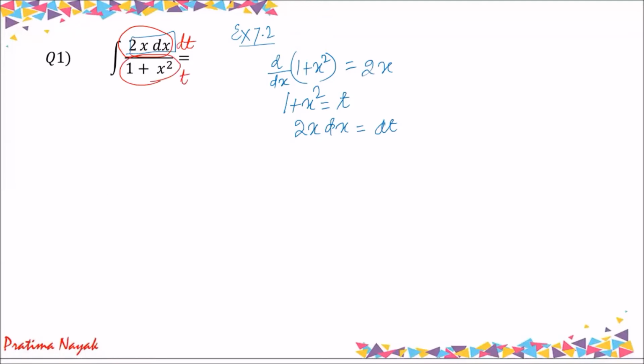Same concept. You must be thinking that every time we'll get this. No, every time you won't get this. So these are the simplest questions. So dt by t is log t. So that will be log 1 plus x square, replacing the original function, plus c. This is question number 1.